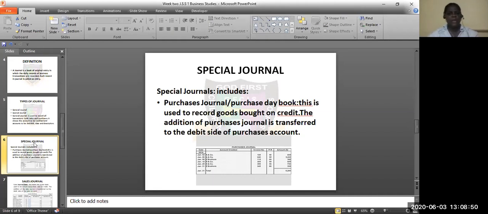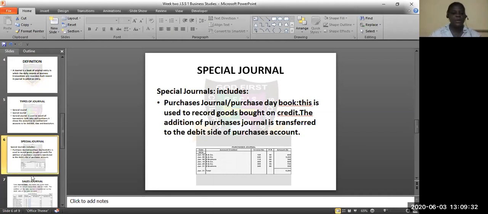You might be wondering, what do I mean by credit? Credit, in this context, credit purchase means when you purchase goods without payment, for later payment. You did not pay immediately. That is credit purchase. And you take all the transactions that you have bought on credit together and put it on the debit side of the purchase account. That is purchase journal. Don't forget, another name for purchase journal is purchase day book.